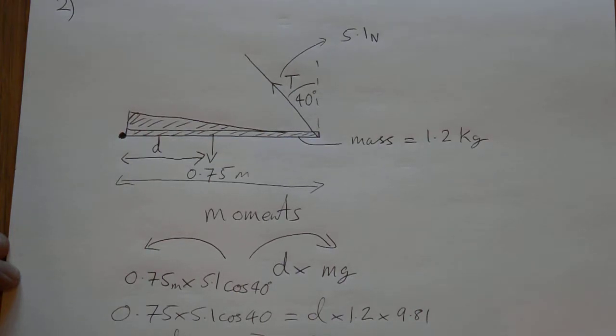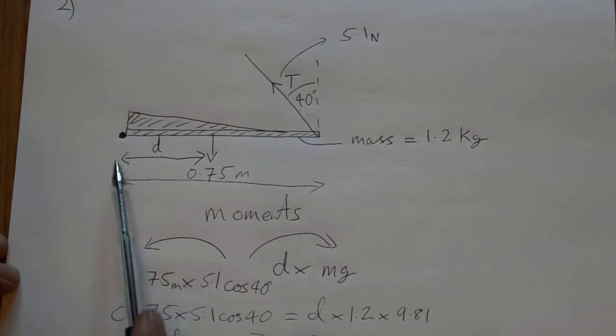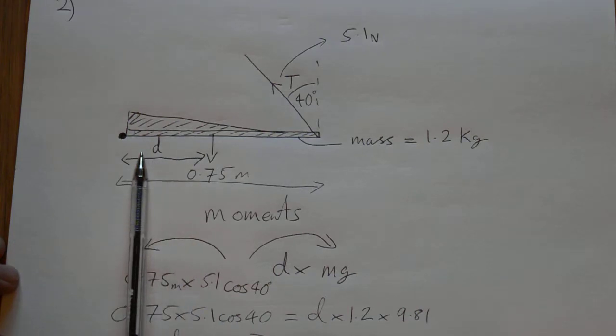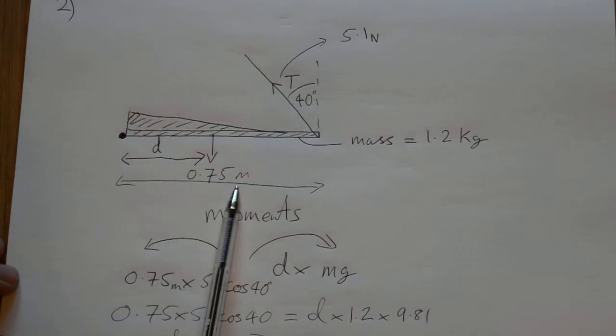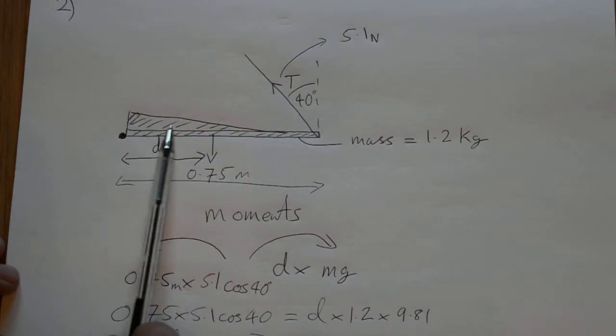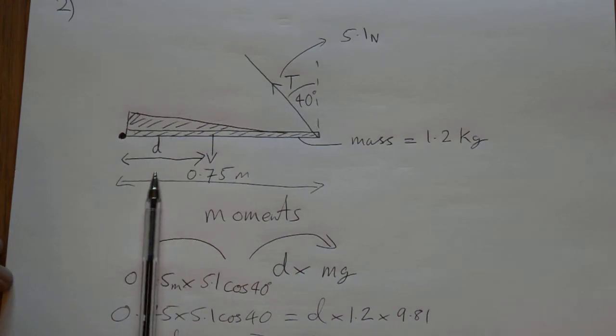That equals something in meters. And if we look here, we expect it to be less than 0.75. In fact, we look more of the mass is this end, so we expect less than half of that.